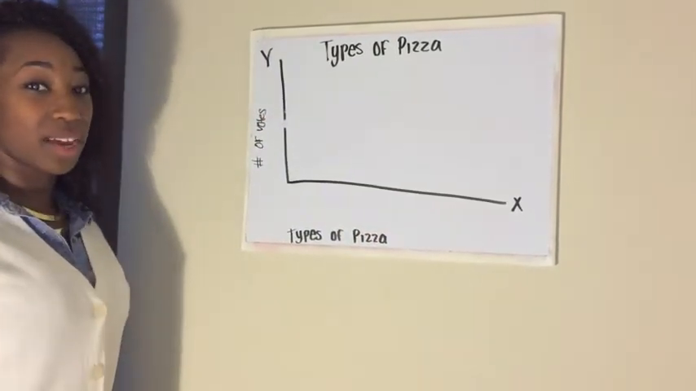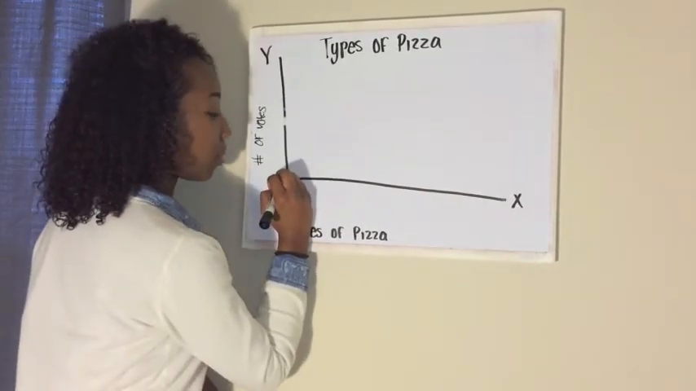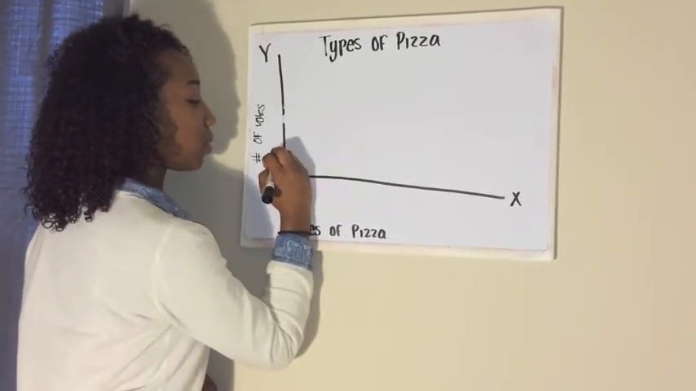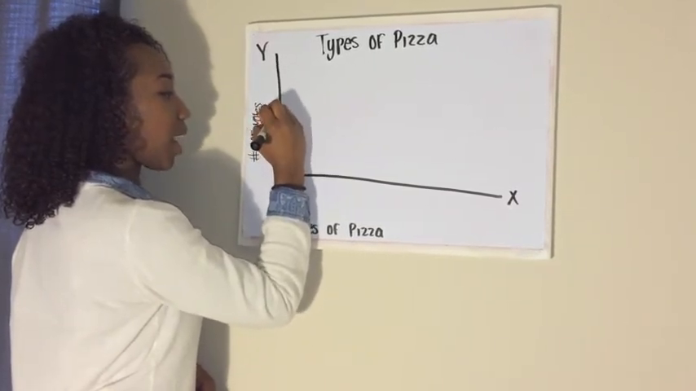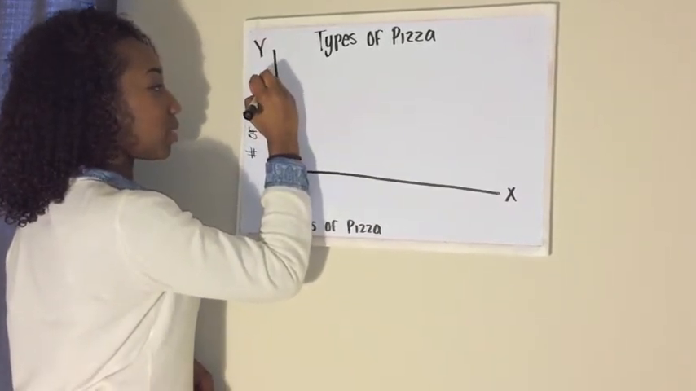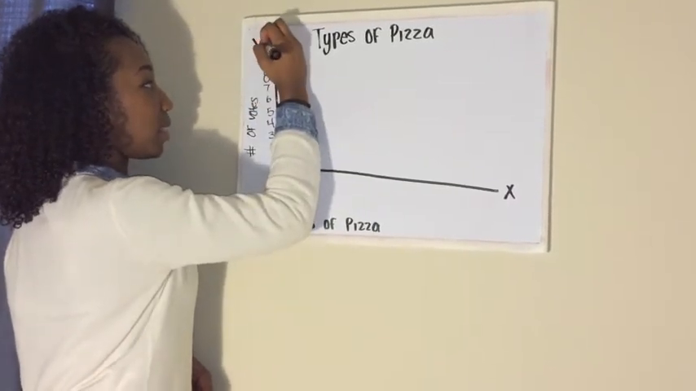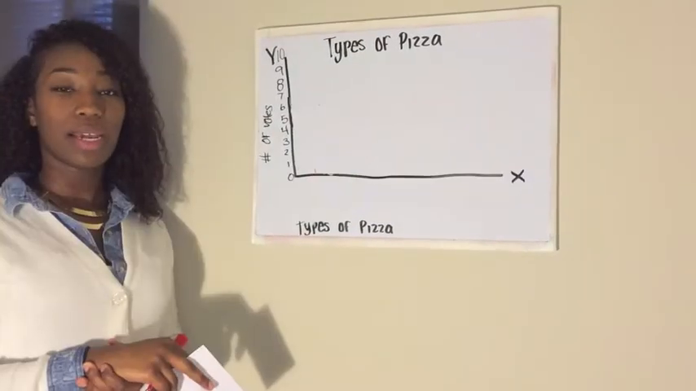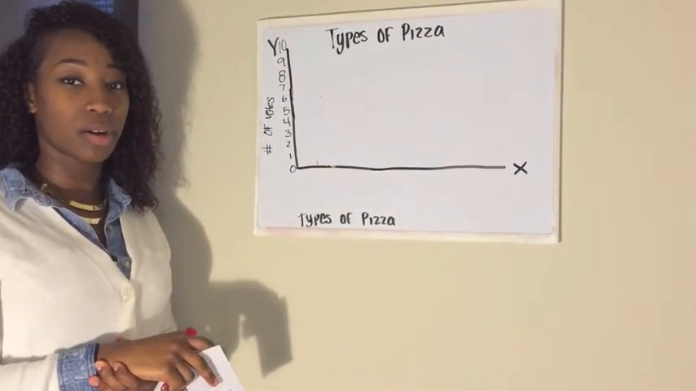Next, you have to scale the y-axis from 0 to 10. 0, 1, 2, 3, 4, 5, 6, 7, 8, 9, 10. Now that we have our data from the table, we can now begin to construct our bars.